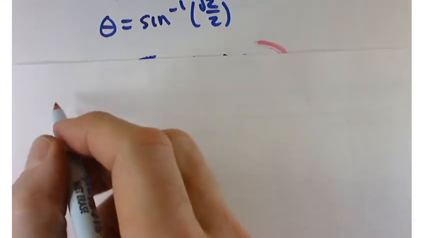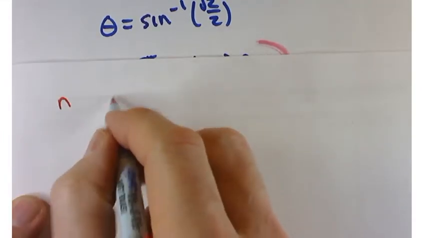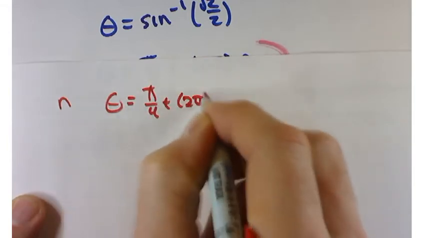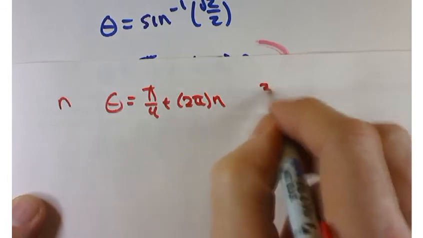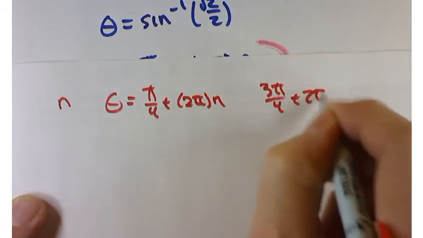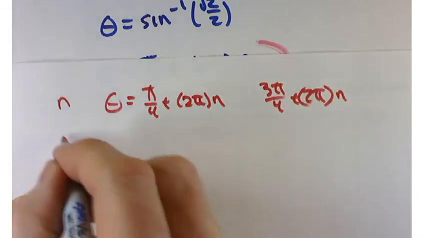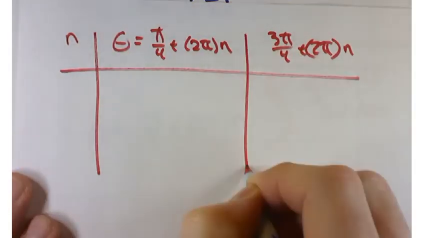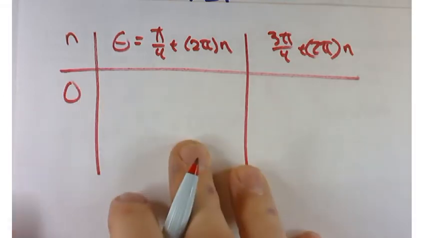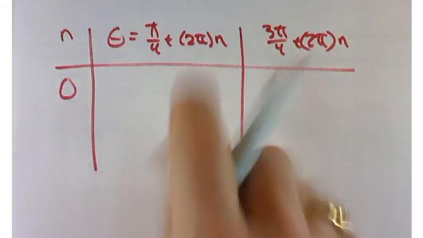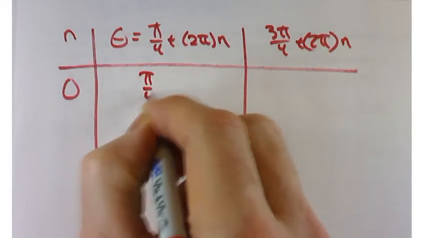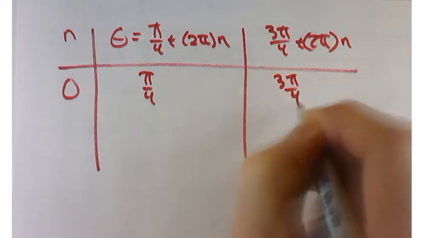So I'll make myself a little bit of a chart here. And it's going to look like this. n, theta is pi over 4 plus 2 pi times n, and 3 pi over 4 plus 2 pi times n. And let's plug in some different values of n. If n is 0, well, that's pretty easy, right? This term will disappear. We'll get pi over 4. And this will be 3 pi over 4. All right, so that's 2 solutions.